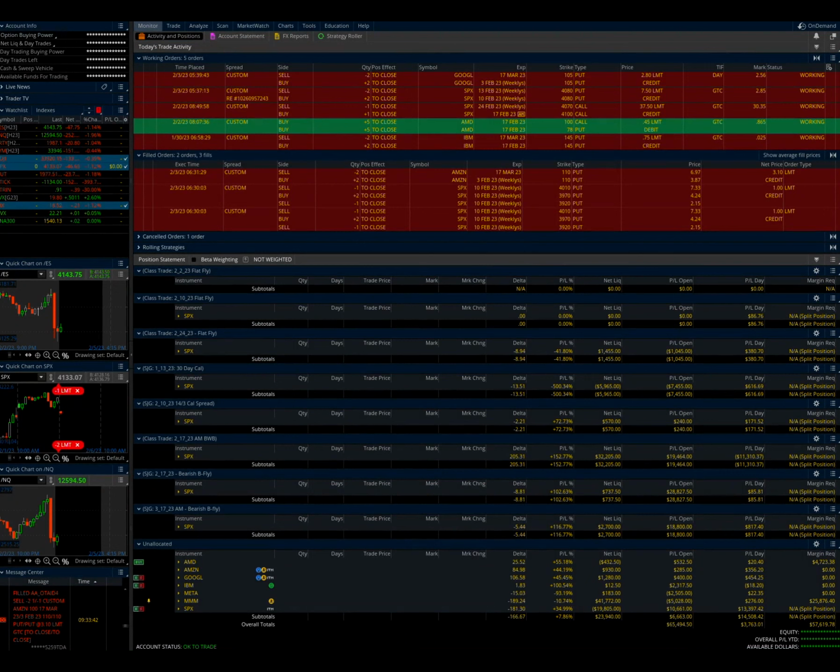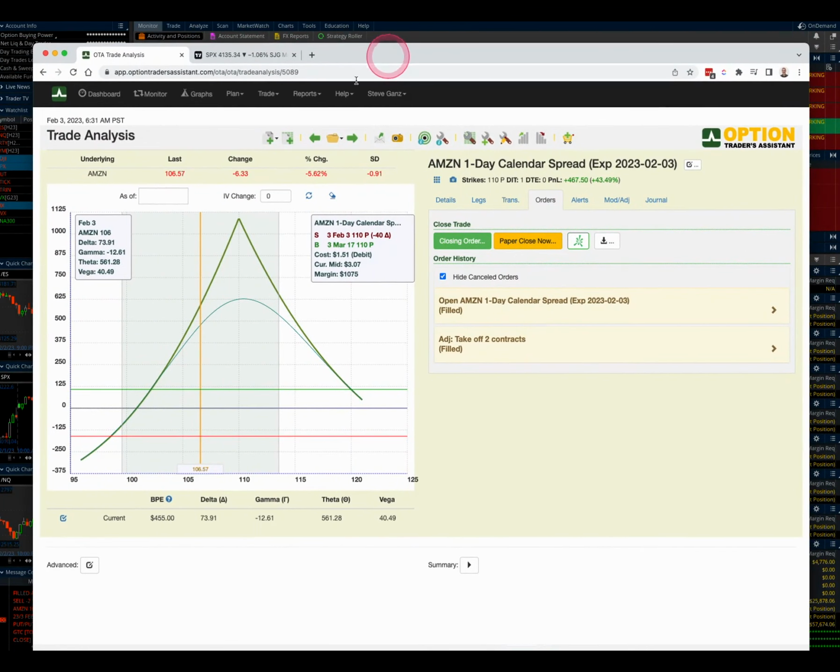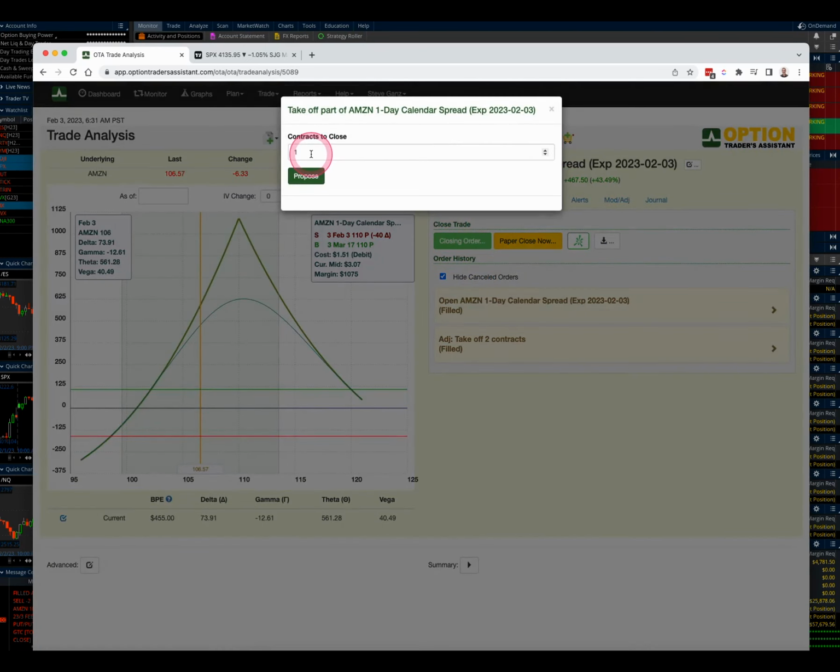Let's do this. Let's pull over, because again, I tend to manage these, I think, as you guys know, using a program called Options Trader's Assistant. And so let me kind of bring that into view here. So this shows our position. It shows that we did take 2 contracts off already. So if I wanted to thin this, put an order out there to maybe thin this a little further, let's pull another 2 off.